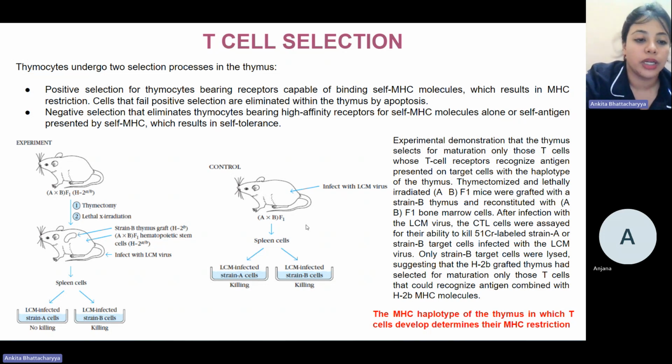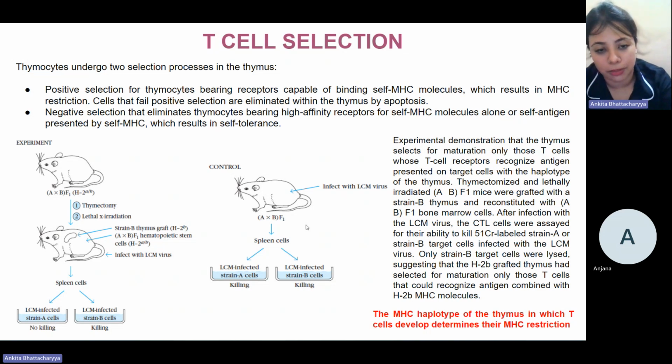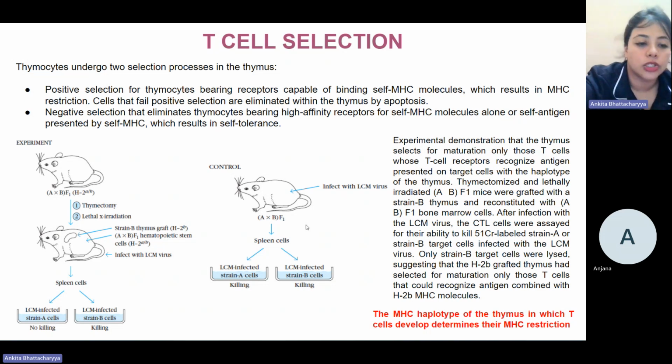Now, when we were able to introduce a strain B graft of the thymus, which means that from a mouse which belongs to strain B, they took the thymus and tried to transplant it into this particular mouse with this particular genetic background. Along with that, they also transfected A cross B F1 generation hematopoietic stem cells. So they took another mouse from this same family and took its hematopoietic stem cells and then infected it with an LCM virus, let's say any XYZ, any virus, just for now.